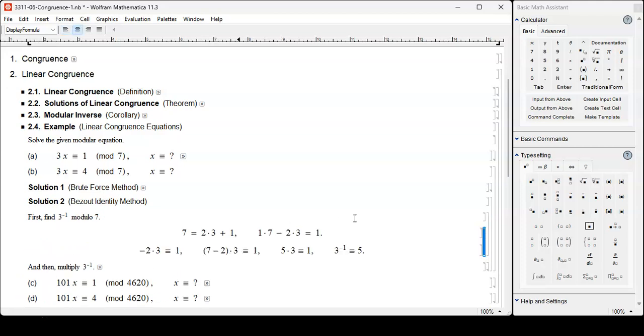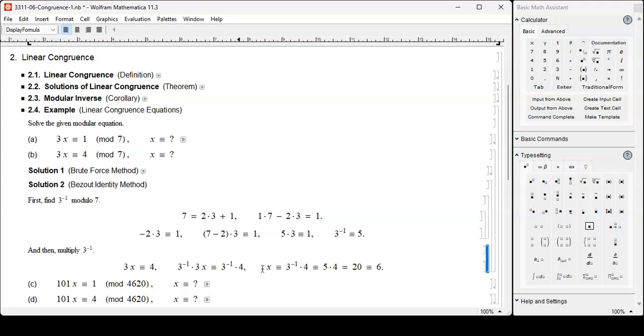Well, you can use the same linear combination to find the multiplicative inverse of 3, and then multiply 5 to both left-hand side and right-hand side. So 5 times 3 is 1, so we have just x. 5 times 4 is 20. So multiplying 5 to both sides, we get 5 times 4 on the right-hand side, and that's 20, and that's congruent to 6. Remember, 14 is congruent to 0, modulo 7.